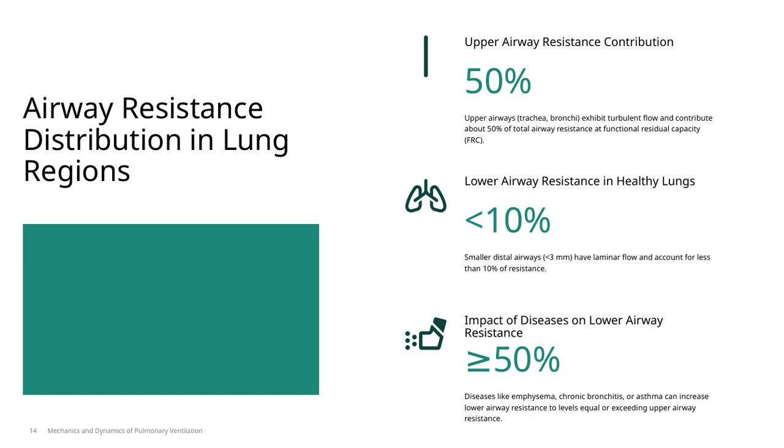It's important to understand that in healthy individuals, the lower airway resistance remains quite low, under 10%. However, this balance can be disrupted by certain diseases, like emphysema, chronic bronchitis, or asthma, which can cause the resistance in the lower airways to increase significantly. In fact, in these conditions, the resistance in the lower airways can reach or even surpass 50%, impacting airflow and ventilation efficiency. This shift in resistance distribution highlights how diseases can alter normal lung mechanics, emphasizing the importance of understanding both the upper and lower airway contributions to overall airway resistance.